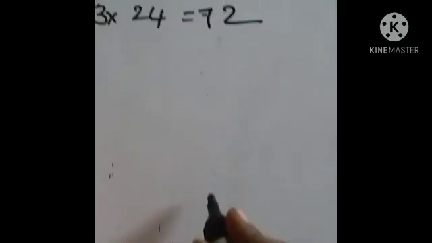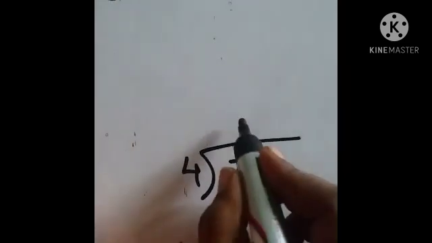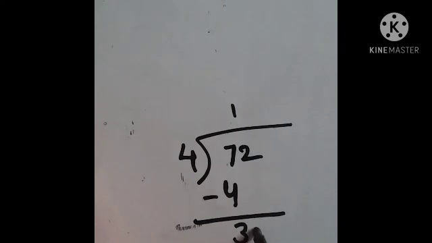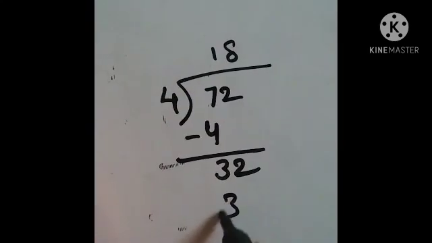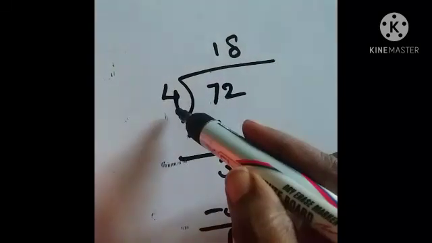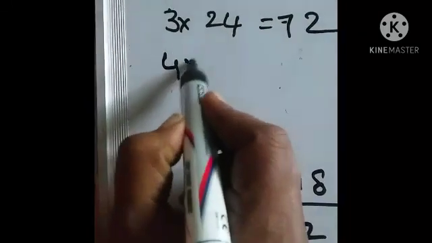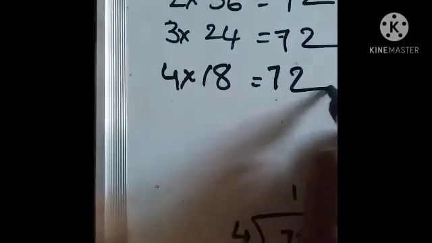Next, is 72 divisible by 4? 4 1s are 4, 4 8s are 32. 32 minus 32 is 0. 18 into 4 is equal to 72.